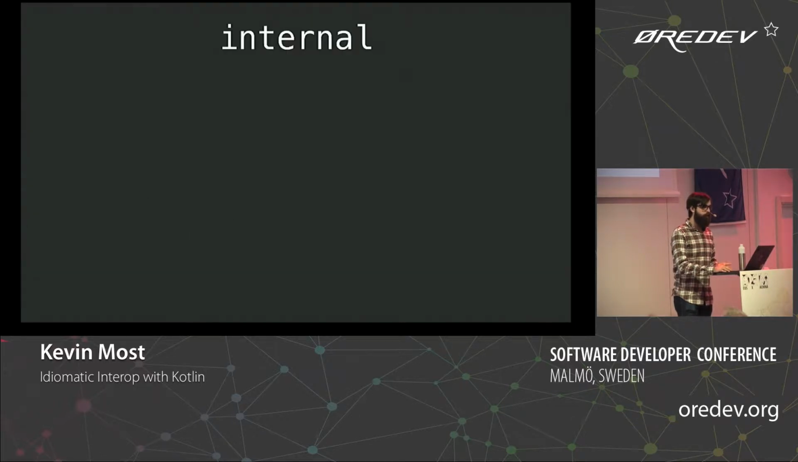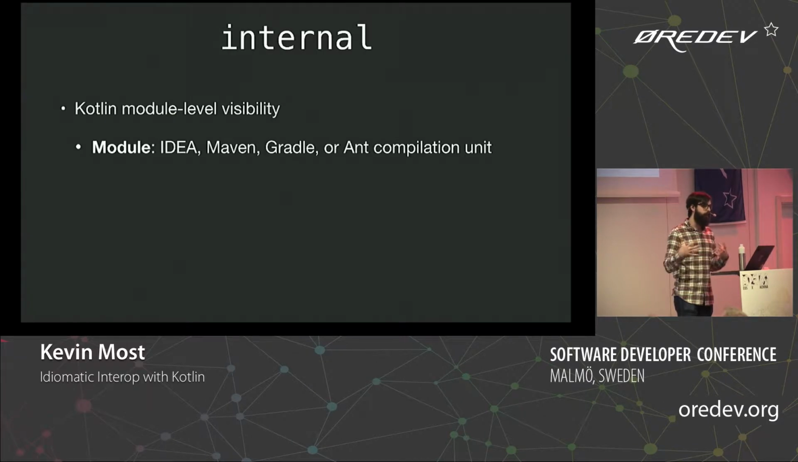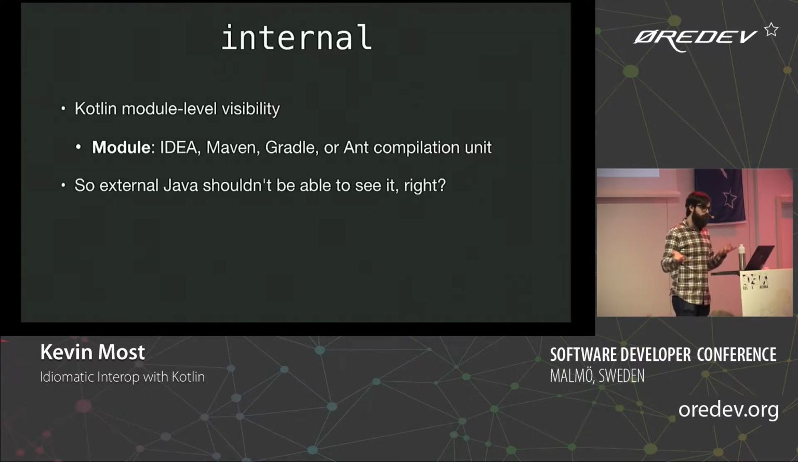So internal is Kotlin's module level visibility, right? So what that means is one set of files that are compiled together, whether it's with Maven or Gradle or just straight from the command line or anything. So you would think if you compile a Kotlin library and maybe it has an internal class and you publish it, that internal class shouldn't be seen from Java, right? That's what I would expect because it's internal. It's not meant for external users.